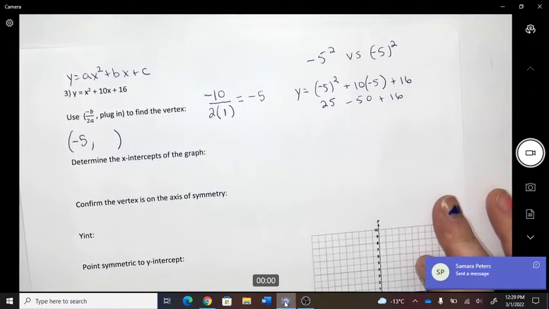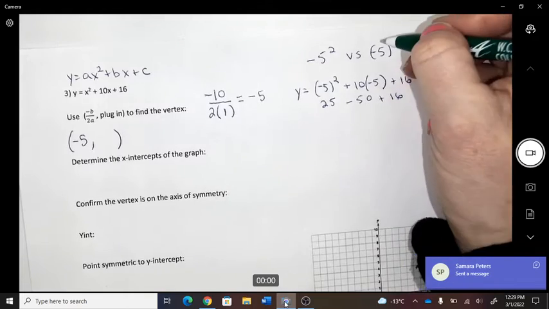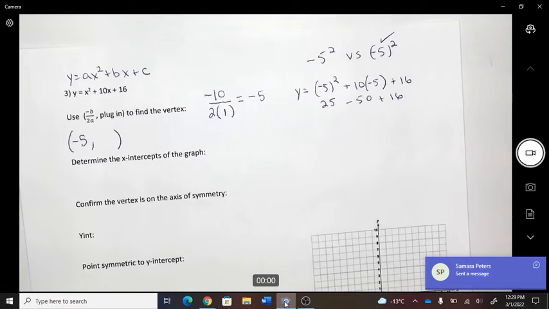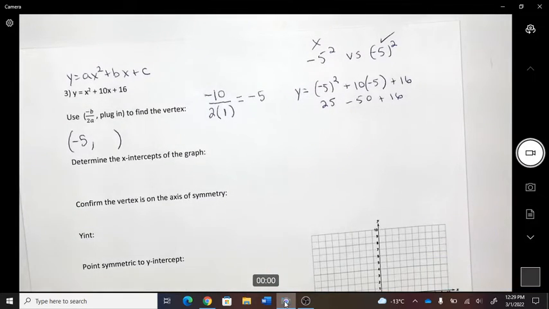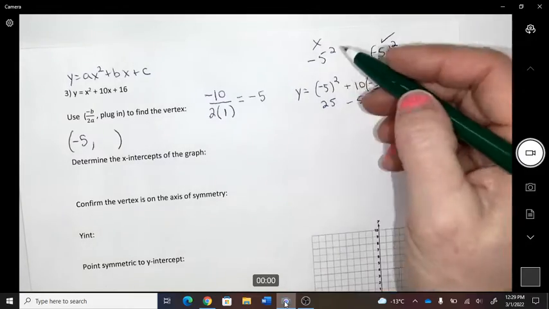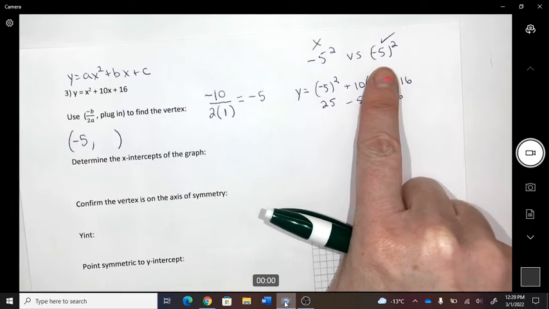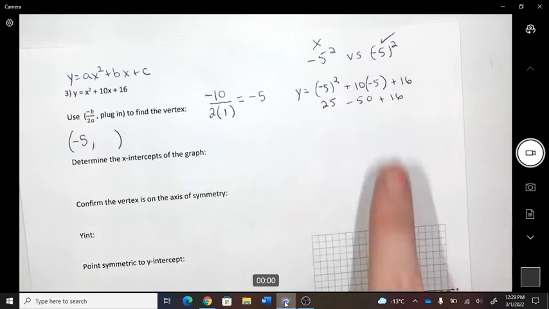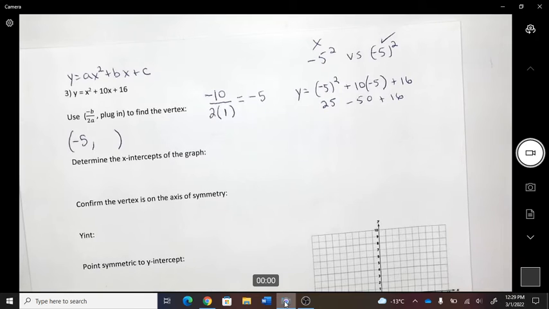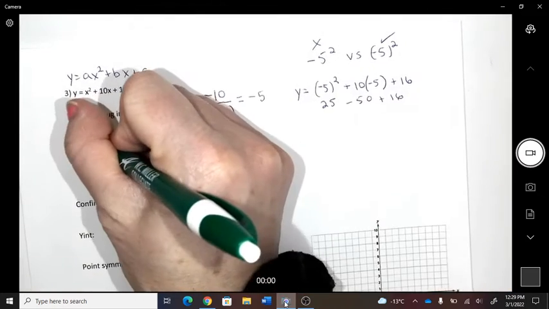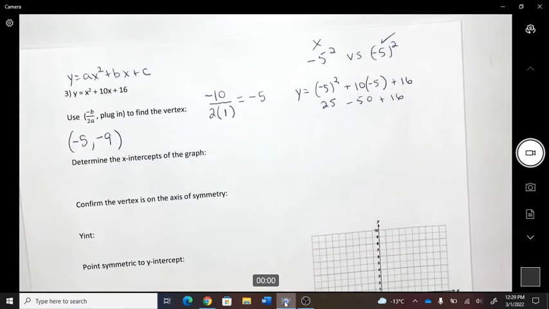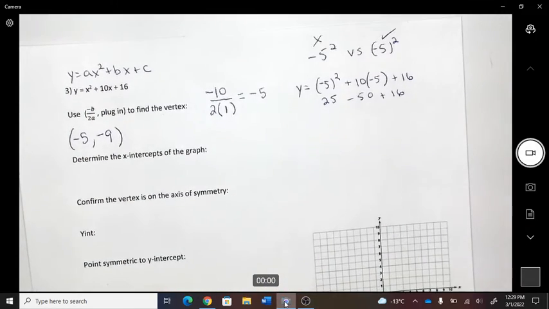Those are different in your calculator. Okay? This, if you typed that in, it would work for you. If you typed that in, it will give you something wrong. Okay, so if you're working in your calculator, please pay attention to small details like that. This would completely change your answer. So make sure you do that because they're different. Okay, so what do we end up getting here? Negative 25 plus 16, so negative 9. So that's my vertex.